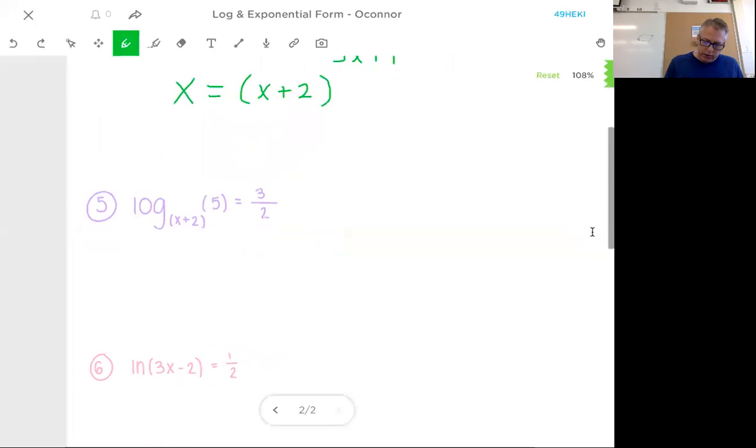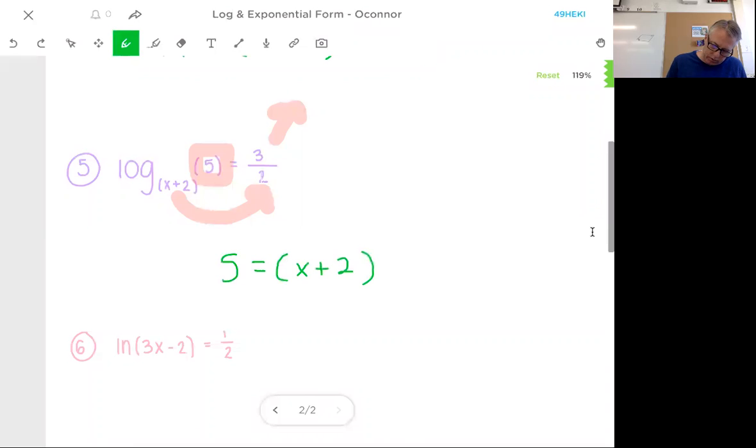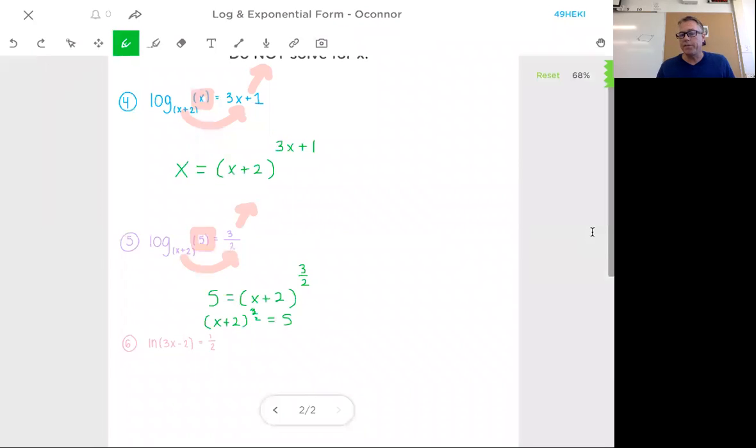All right, let's do the second one here. So this will stay, that will move over, that will move up. And so I get 5 equals x plus 2 to the 3/2 power. And we also had the question like, can you switch sides of the equal sign? Yes, you could write x plus 2 to the 3/2 power is equal to 5. That means the same thing, of course, and that's perfectly fine. Any questions on the first two?